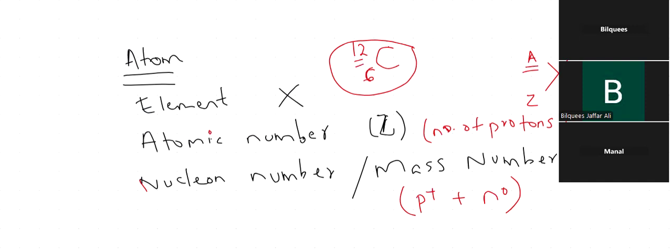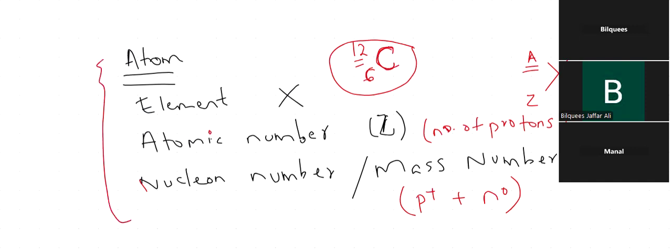And I know that the mass number is protons plus neutrons. So if you want the number of neutrons, 12 minus 6 is 6. So if asked to write down the structure of this carbon 12, 6, you will write: it contains 6 protons, 6 electrons and 6 neutrons. Clear?